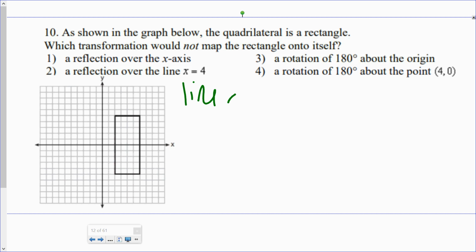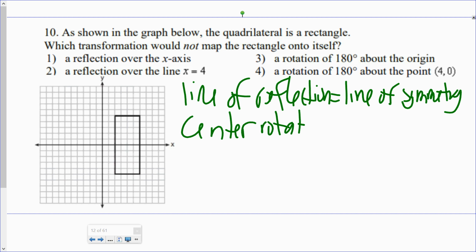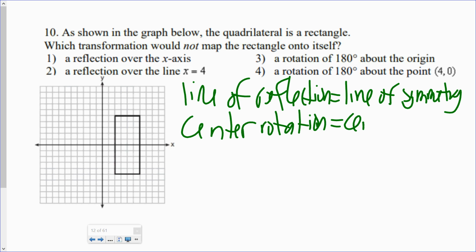Line of reflection equals line of symmetry. Center of rotation equals center of shape. I don't know what's worse, my handwriting or my voice. These are your two rules for mapping a shape onto itself. For reflection, the line of reflection must be a line of symmetry. And for rotation, the center of rotation must be the center of the shape. You have to use a little bit of geometric common sense as far as your degree measure.